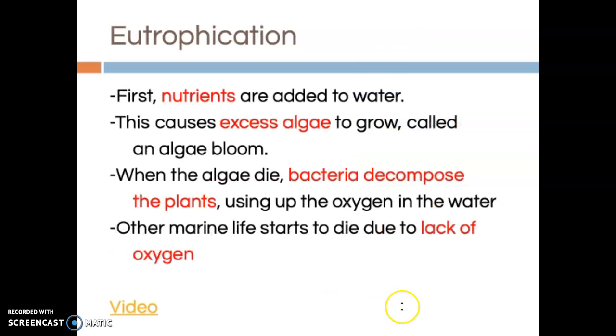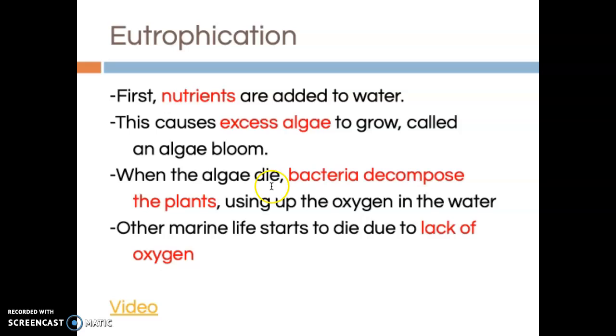So eutrophication is a process where first you have too many nutrients added to the water. So in this case, we have too much nitrogen added to the water. When you have a lot of nitrogen, you're going to have a lot of algae start to grow. Algae is a plant, so just like we'd put nitrogen on our crops to grow food, if that nitrogen gets in the water, the algae plants would start to grow. And when we have too much algae growing, it's called an algal bloom. It's just this big kind of clump of algae that's grown in the water.